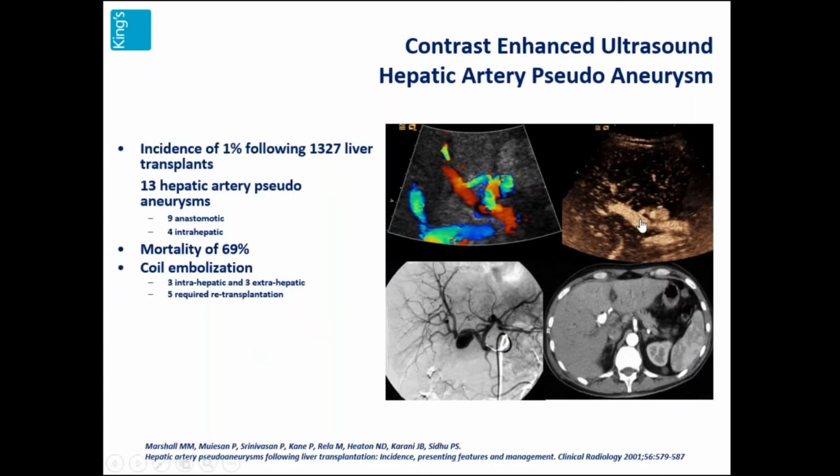We also use it sometimes in picking up pseudoaneurysms. Very rarely do you see a pseudoaneurysm. About 1% of patients have a pseudoaneurysm. It may be extrahepatic or intrahepatic. And if it's intrahepatic, it's usually due to an interventional procedure like a biopsy. And if you have an intrahepatic pseudoaneurysm, the prognosis is much better.